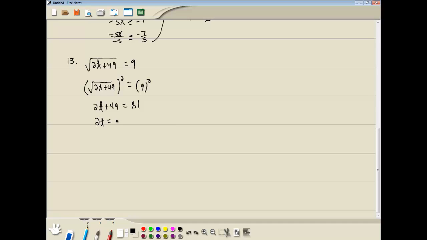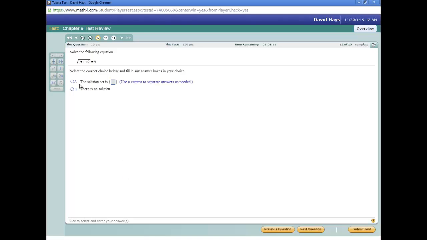I'm going to take the 49 over to the right side. It becomes a negative 49. Which gives us some 32, I think. Yeah, 32. Then divide both sides by 2. And we get t is equal to 16. And I guess they're just wanting us to put 16.